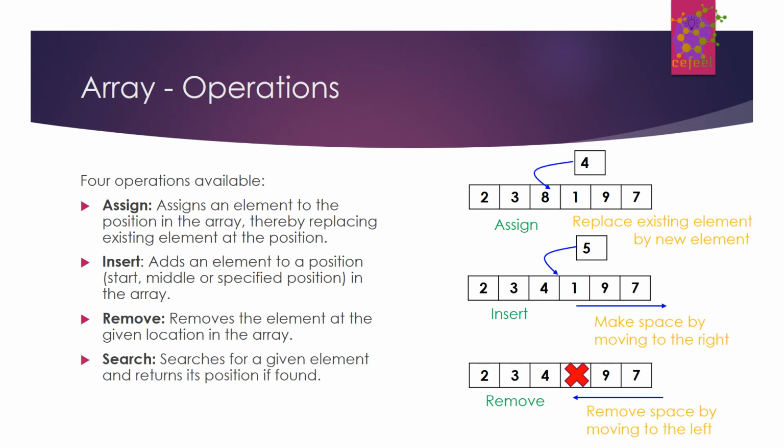So the last one is the search operation. Search operation means we are given an element and we want to search if that element is present in the array. So in the normal sense, what we do is we just go through the array one by one and see if it's found. If it is found, we return the position where the element was found, and then we are done with the search operation.